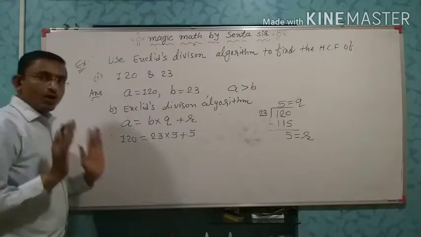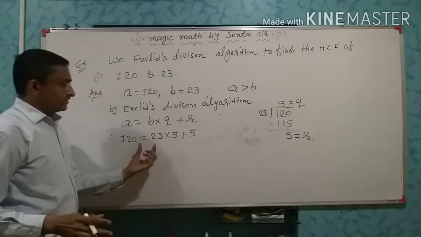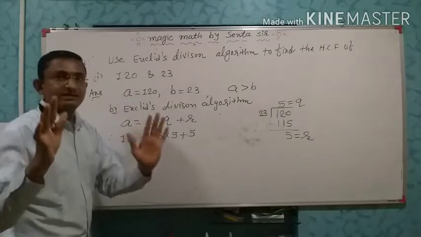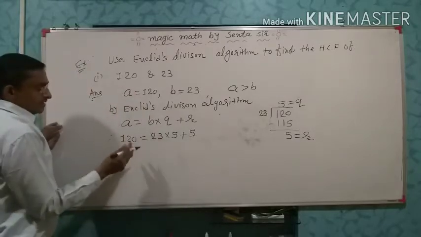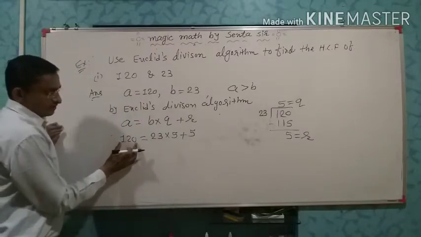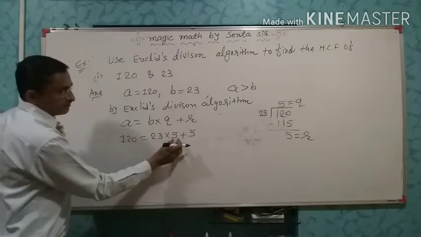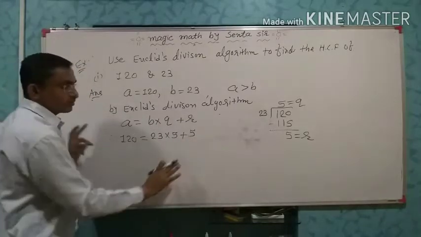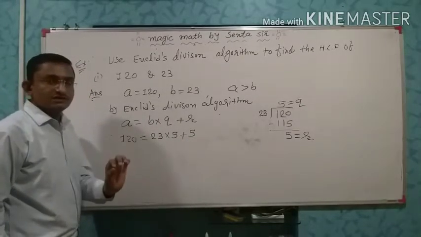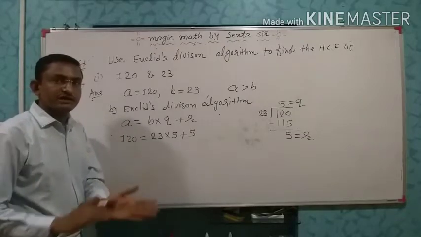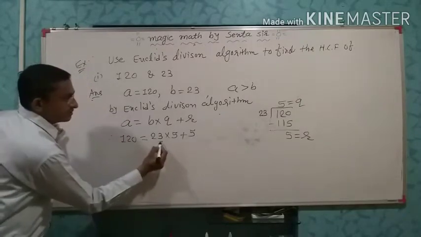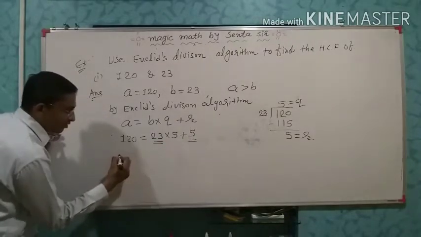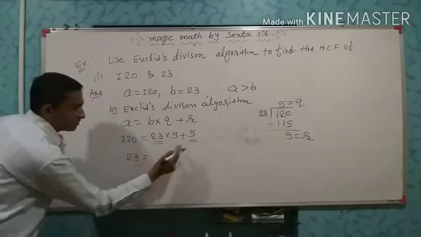Friends, in all examples we take second number and fourth number in the next step, up to remainder is 0. Here 120 first number, 23 second number, 5 third number and 5 fourth number. There are 4 numbers. We always take second and fourth number in next step. Second number is here 23 and fourth number is here 5. We take both. 23 is equal to 5.